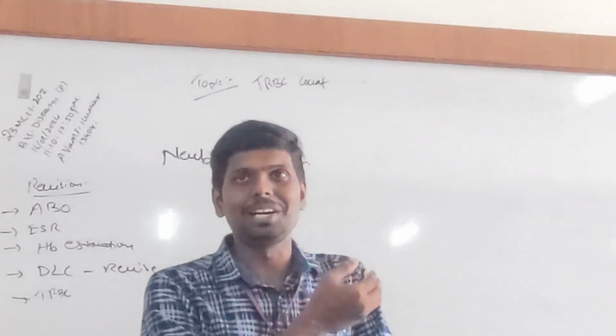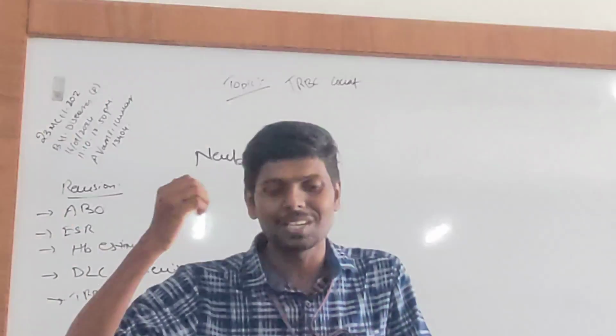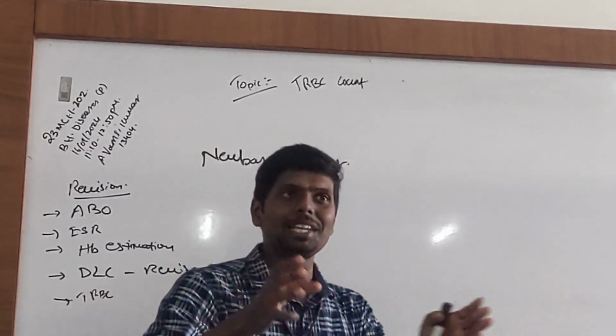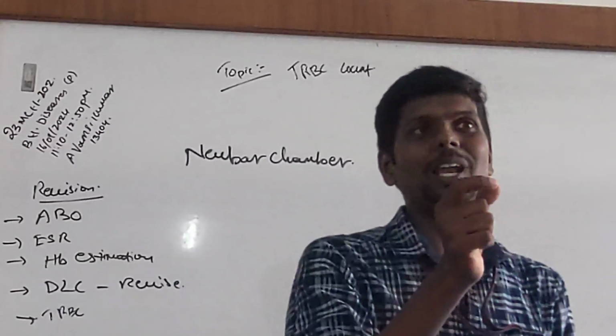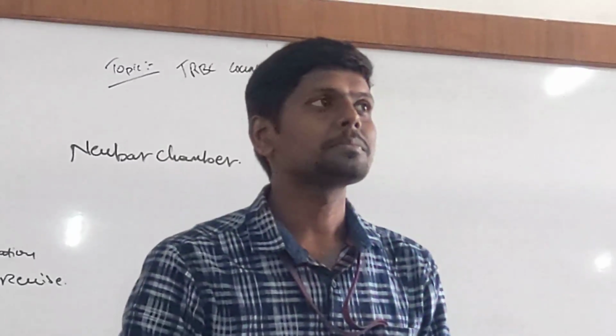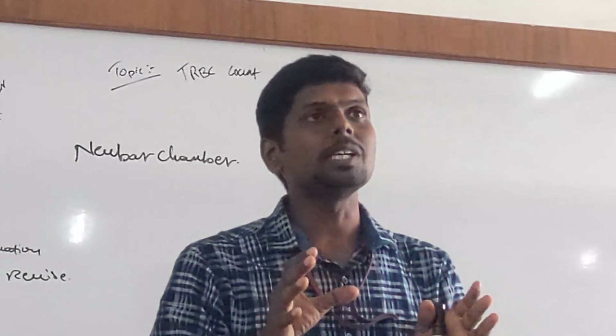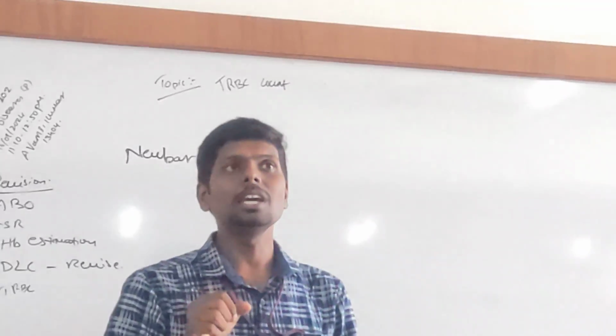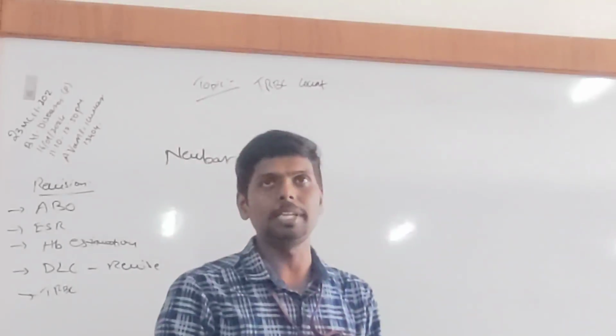That is the idea behind TRBC estimation. Can you guess how one drop of blood can determine the status of 5 liters? The concept is called even distribution. What does even distribution mean?